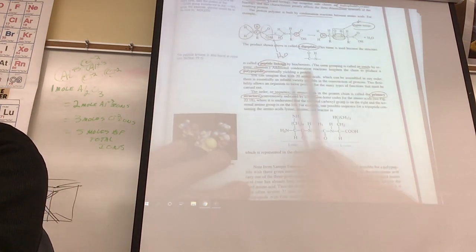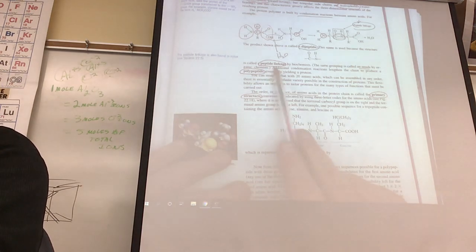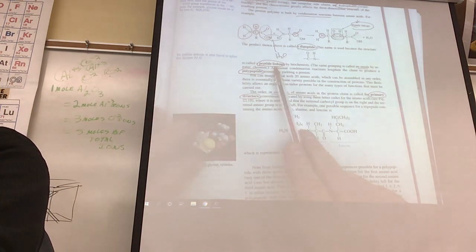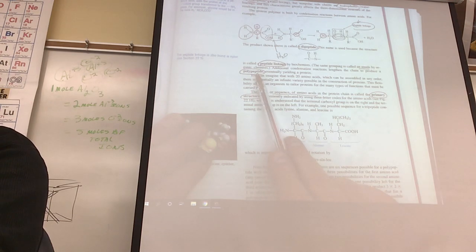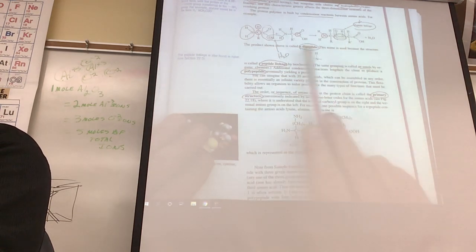Okay, here it is. Fancy word. Peptide linkage means a peptide bond. Okay, a fancy word there. And a long chain of that would be a polypeptide, another fancy word like that. Okay, so how long can it be?